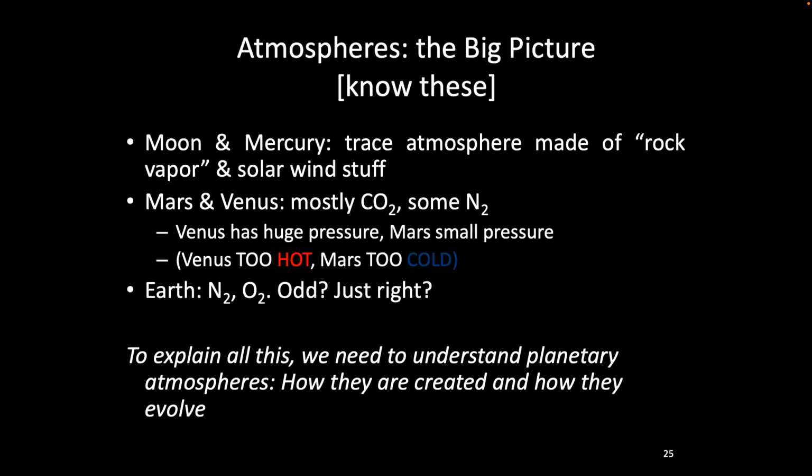Mercury and the moon, we're not really going to talk about. We'll mostly talk about Mars, Venus, and the Earth. Venus has a huge pressure, Mars has small pressure. Venus is too hot. We already said that the surface temperature there is something like 700 degrees Fahrenheit. So that's not chill. And Mars is too cold.